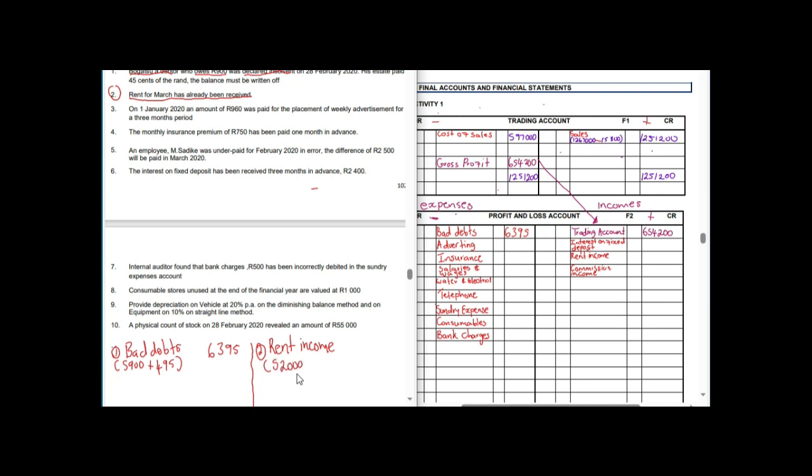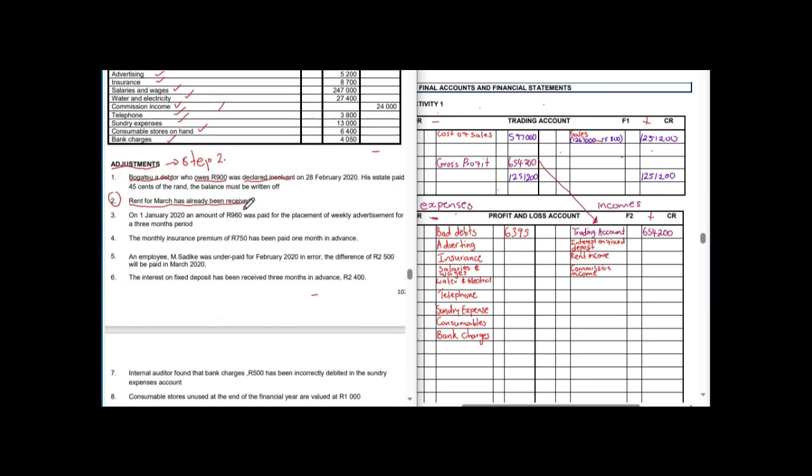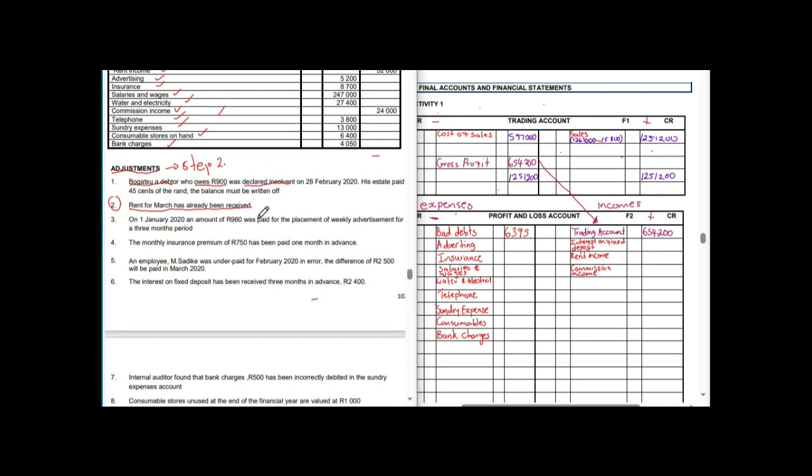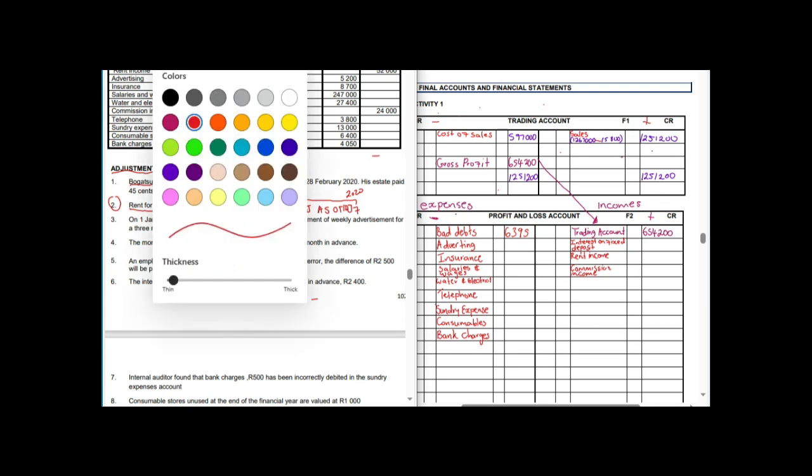And then guys, since now we know that rent for March has already been received, let's show our timeline. We know that our financial year ends when? Feb 2020, meaning it started when? March 2019. And then we have April, May, June, July, August, September, October, November, December, as well as January. It's a 12 months period.